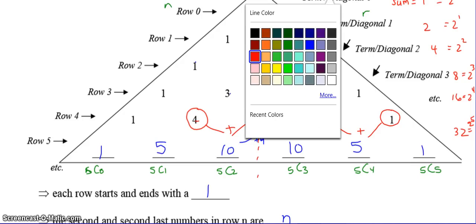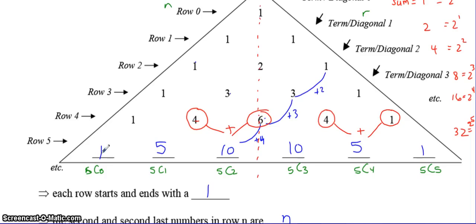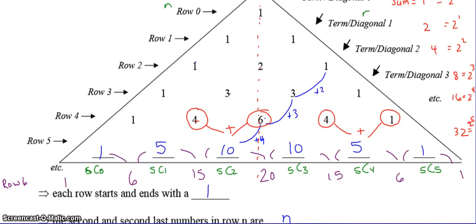So if you wanted to get row 6, it's going to start with a 1. So this is row 6. The next term is going to be 1 plus 5 is 6. The next term is going to be 5 plus 10, which is 15. The next term is going to be 10 plus 10, which is 20. The next term is going to be 10 plus 5, which is 15. The next is going to be 5 plus 1, which is 6. And the last one is going to be 1, nothing to add over here, so it's going to end with a 1.